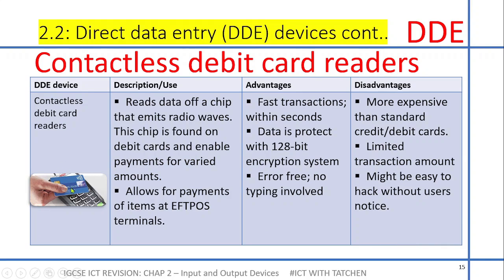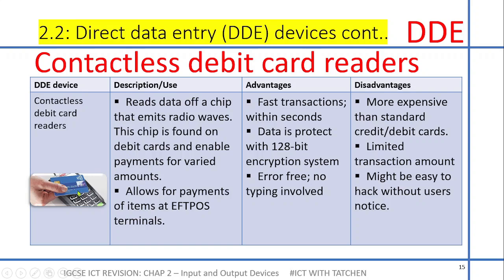Now, the next direct data entry device we want to look at is the contactless debit card reader. So this is one. The contactless debit card reader reads data off a chip that emits radio waves. This chip is found on what? The debit card. So there's a chip here, if you see. Whenever you see this sign, it means radio, like it's a wireless kind of technology.